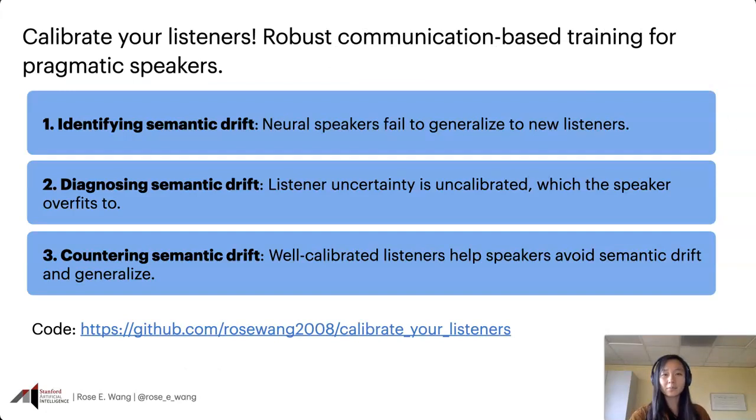Overall, our work highlights the importance of well-calibrated listeners in communication-based training. An ensemble of listeners shows better calibration, and speakers trained to communicate with these listeners avoid semantic drift, generalize to new games and to new listeners. Future work on communication-based training for language models will thus benefit from listener ensembles or other methods for training listeners with poorly calibrated uncertainty.